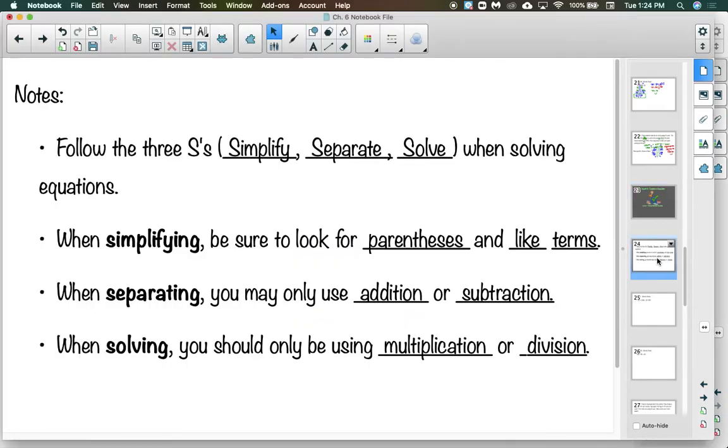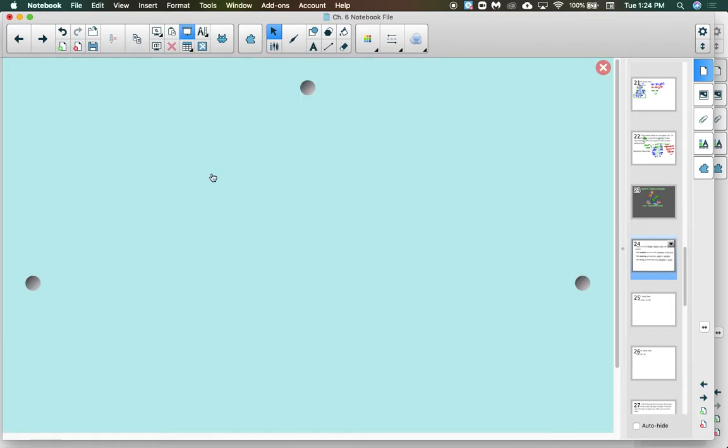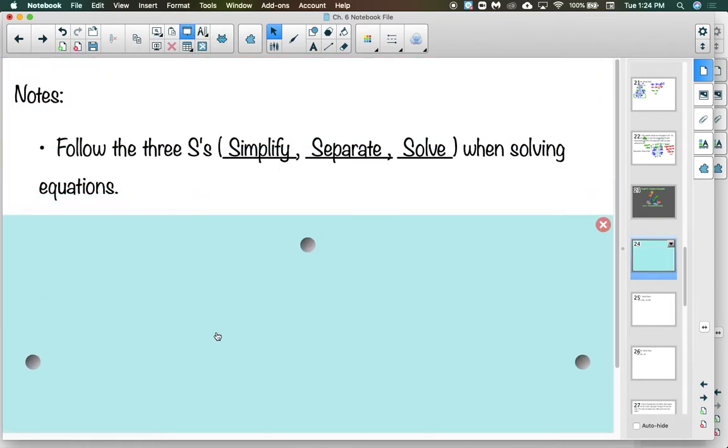Okay, let's start with some vocab. So, follow the 3 S's, which are simplify, separate, solve when solving equations. So we should know that one. Right? Simplify, separate, solve. We should be kind of saying that in our sleep by this point. It's our mantra for chapter 6.